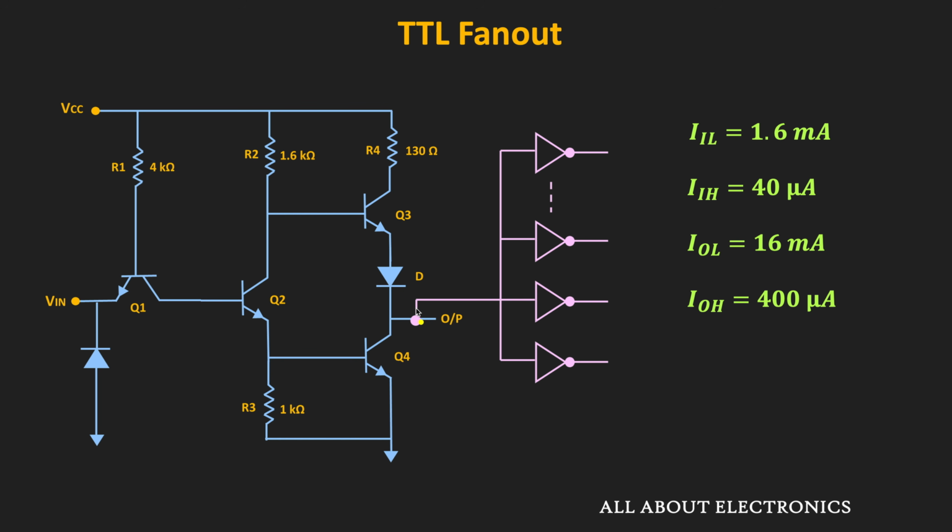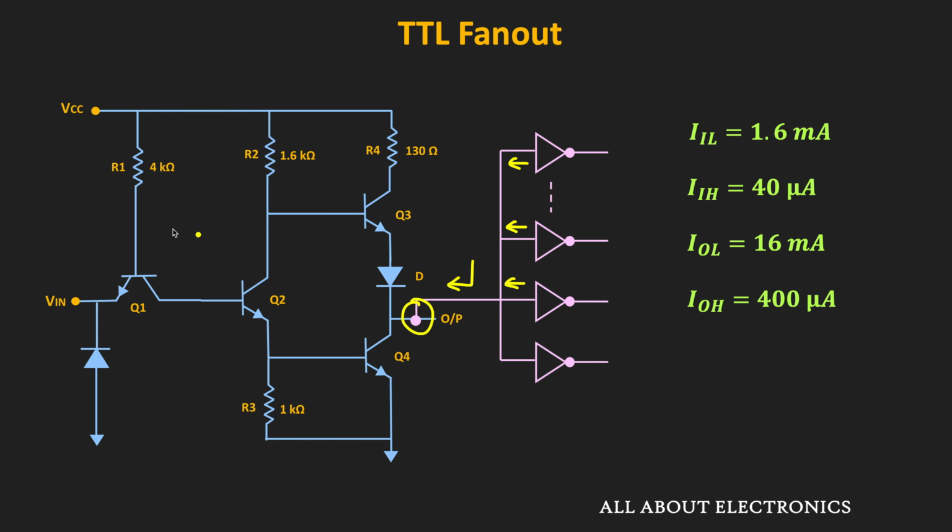So here, when the output is low, then the logic gate will sink the current from the other logic gates. And at that time, the other logic gates will source that current. So this IIL is the maximum current that can flow out of the logic gate when its input is low.